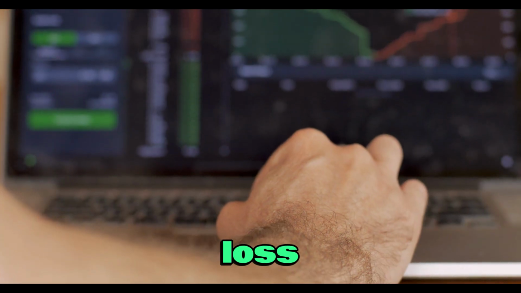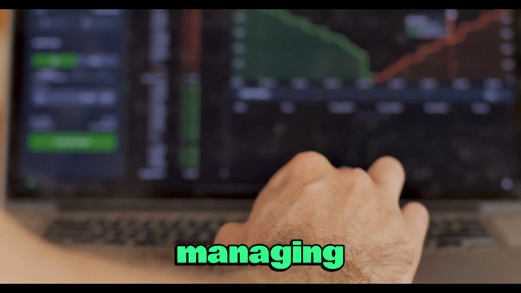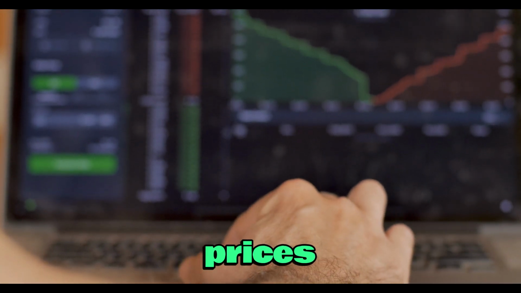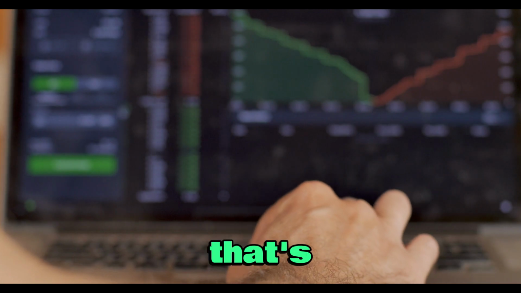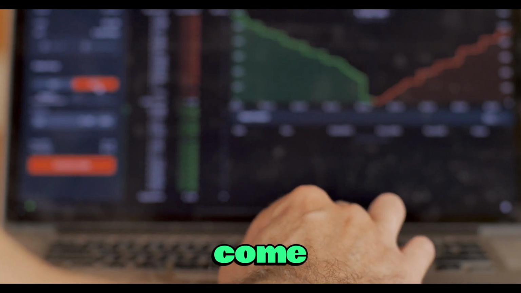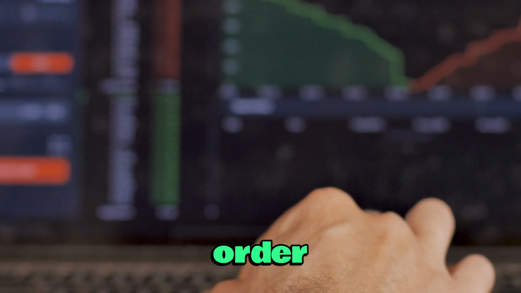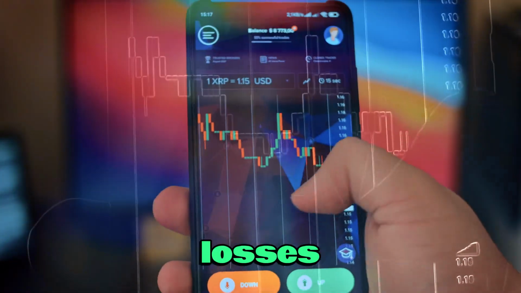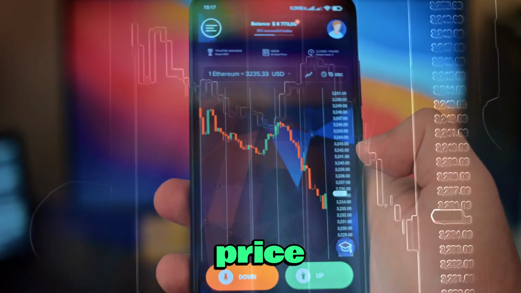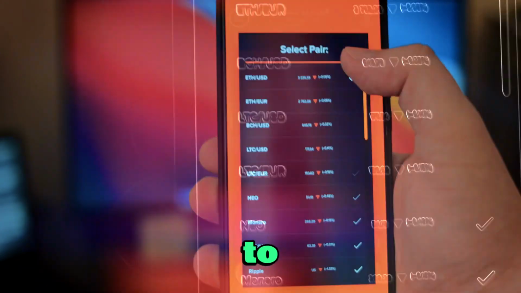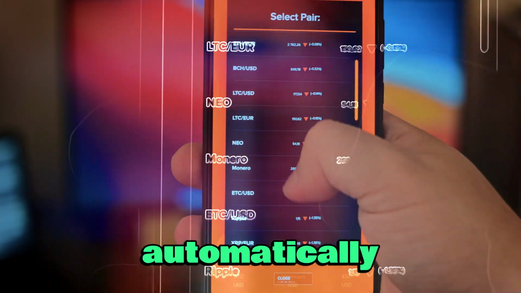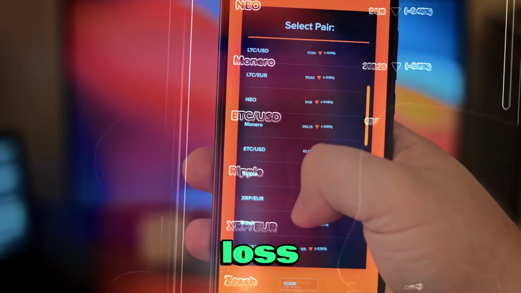Use stop-loss and take-profit orders. Managing risk is essential in crypto trading because prices can change fast. That's where stop-loss and take-profit orders come in. Stop-loss order. Protect yourself from big losses. Set a price below your purchase price. If the market drops to that level, Binance automatically sells your crypto to limit your loss.